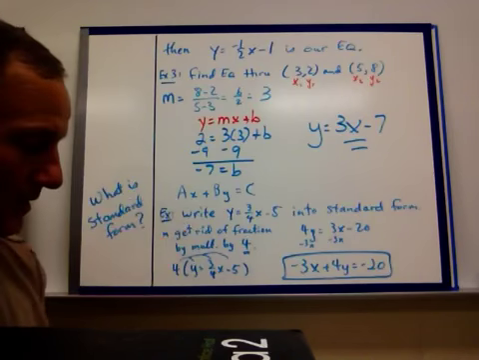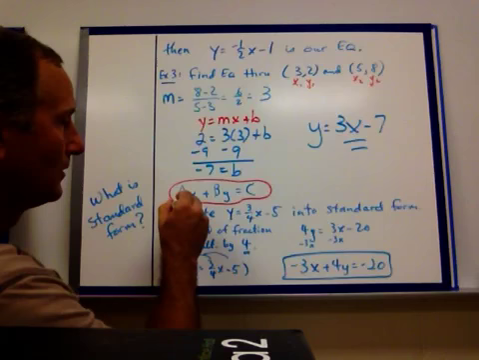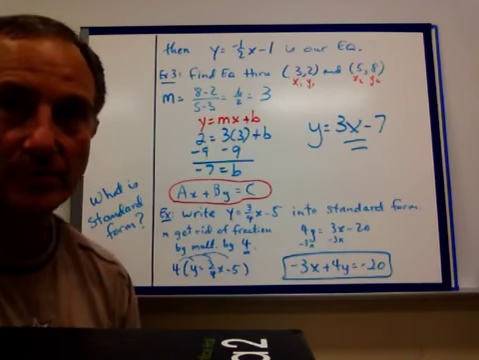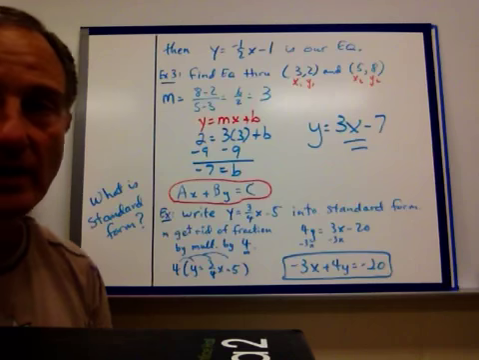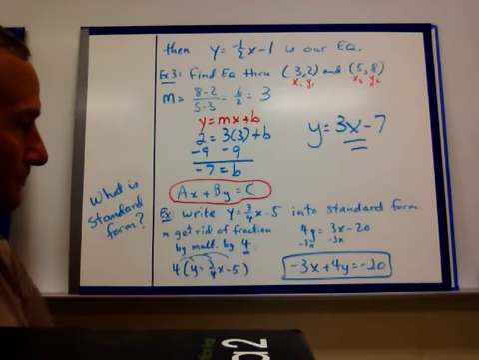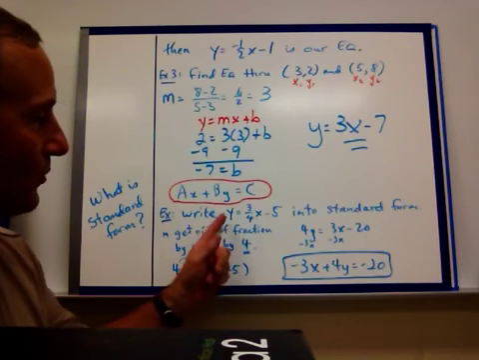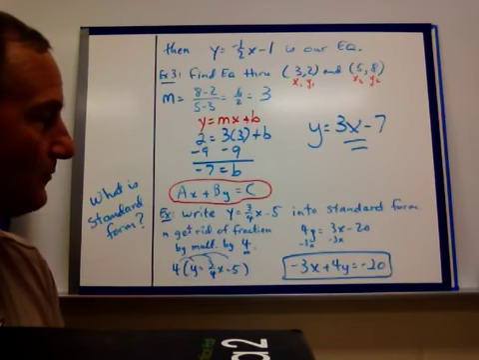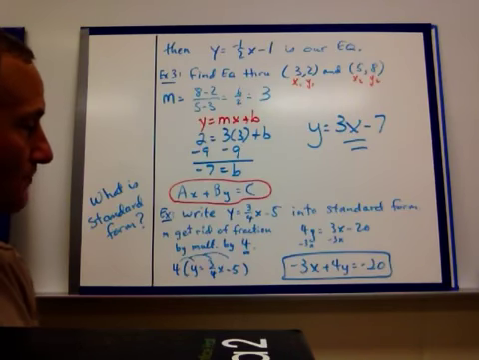Another way that we see an equation written from time to time is in standard form. Standard form is ax plus by equals c. I'll show you an example of that. We're going to start off with y equals mx plus b form and write it into standard form for this example.